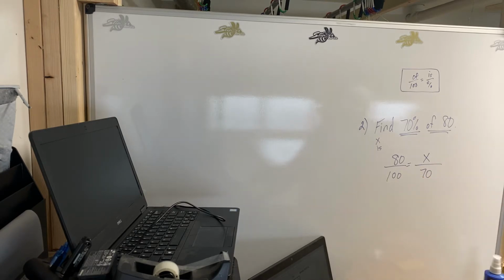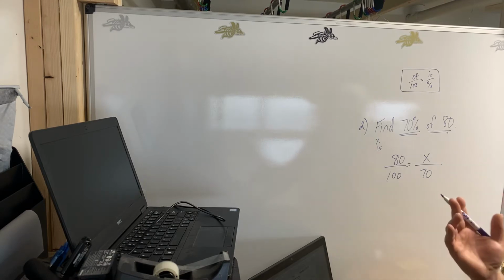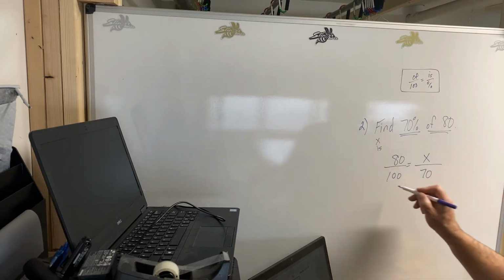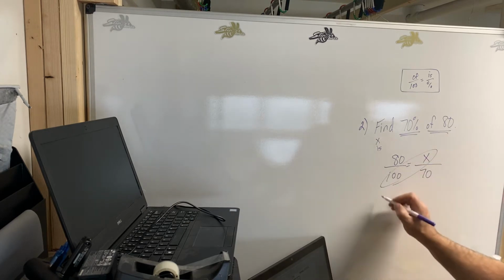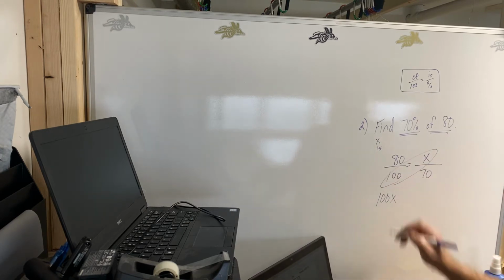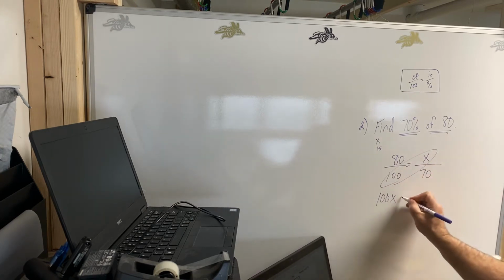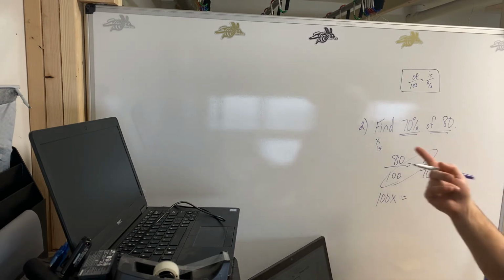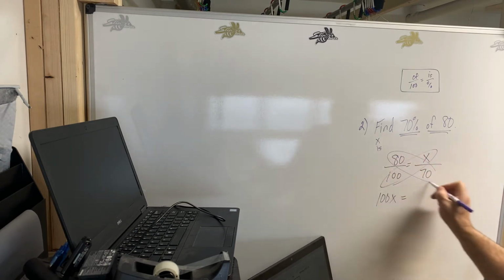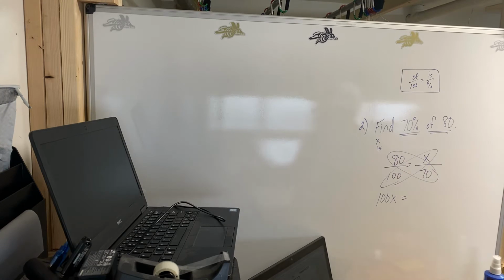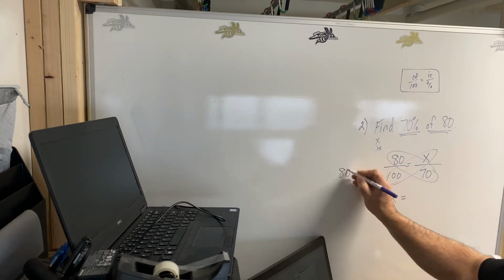What we're going to do now is cross multiply, starting with our X value. So 100 times X is 100X. Equal sign, and then we're going to cross multiply the other way. 80 times 70. Like I said before, use your calculators when you can. But I'll do it by hand.